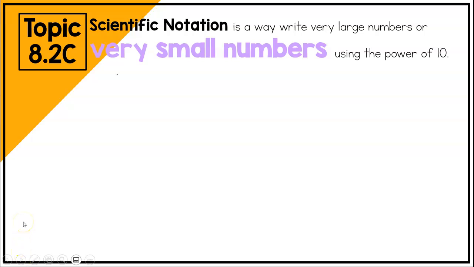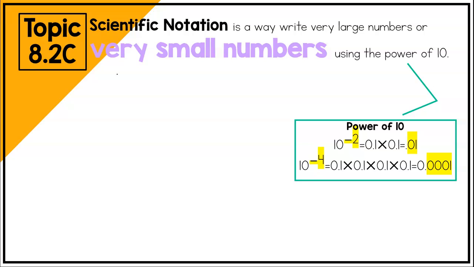Okay, so scientific notation again is a way to write very large or very small numbers using the power of 10. And again, like I said before, today we're going to focus on expressing those very small numbers using scientific notation. And so the power of 10 is going to look a little different today. Yesterday we were using positive exponents, today we're using negative exponents.